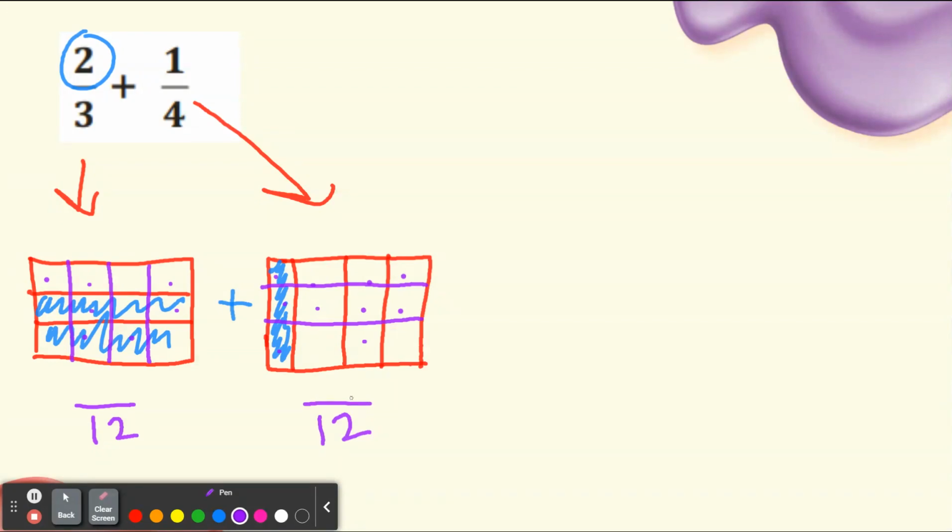So now if I want to go ahead and add these pieces together, I can go ahead and count how many I have here. I have 1, 2, 3, 4, 5, 6, 7, 8 twelfths now, which is the same as my 2/3. And I can add that to my 1, 2, 3 twelfths, which is the same as 1/4. And if I add them together, I can just add up my shaded pieces. I have 1, 2, 3, 4, 5, 6, 7, 8, 9, 10, 11. So this is going to be equal to 11 twelfths.